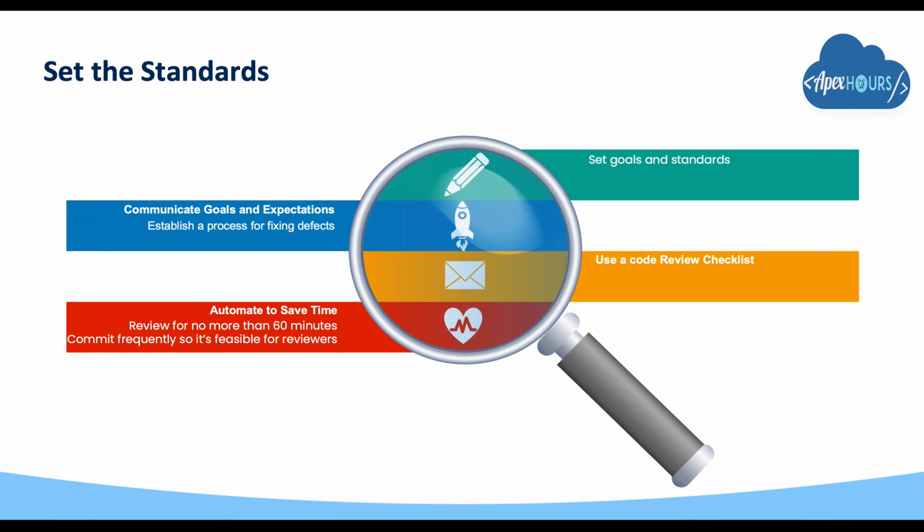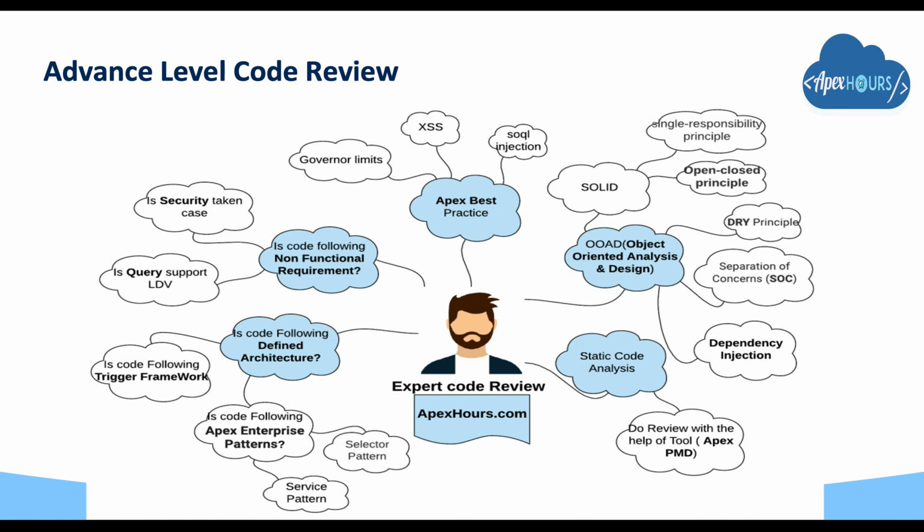So that is what the standard should be: the process should be documented, and the expectation should be set for what we are looking for. So once it is done, then the advanced level code review gets started. Once a senior person looks into the code, the very first thing that should come to mind is whether the code is following the defined architecture.